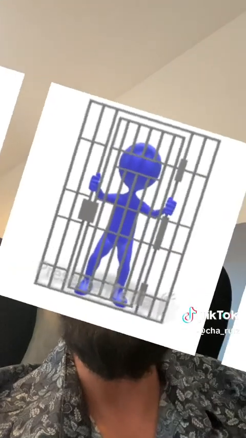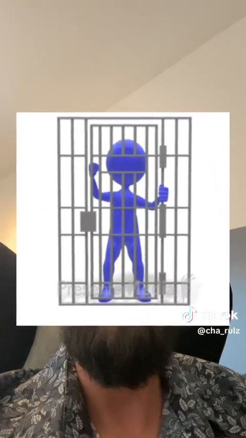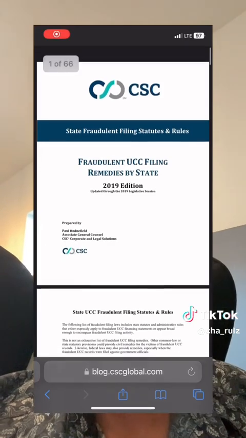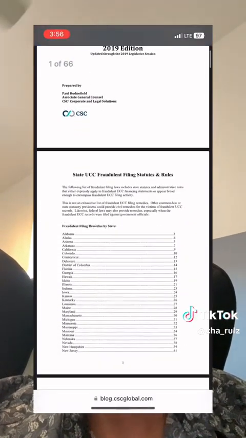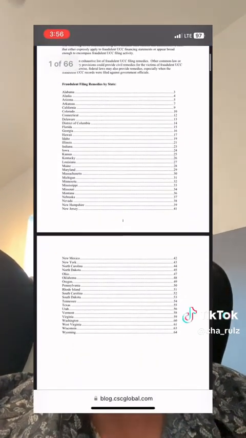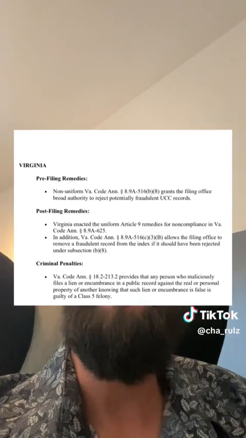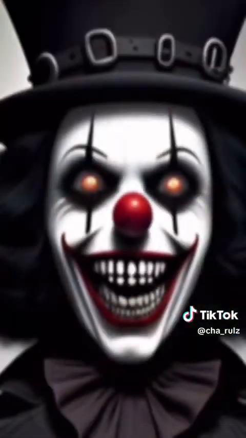Not only can you go to jail for filing an unauthorized UCC1, but CSC released fraudulent UCC filing remedies by state. This is where you can look up the penalties for each state for bogus filings. For example, here in my state in Virginia, it is a Class 5 felony. So, what's bogus about all this, you might ask?